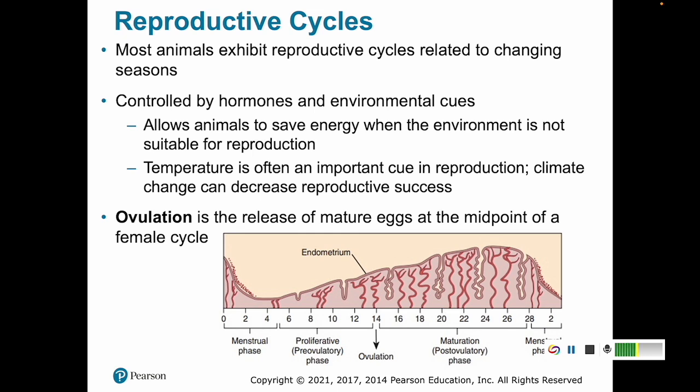Ovulation is a point when the organism releases mature eggs, not fertilized eggs, just eggs that are ready to be fertilized. That usually happens at the midpoint of a female cycle. Here's a typical cycle for humans, typically about 28 days, although that could range anywhere from 2 weeks to like 6 or 8 weeks in any individual. But in this kind of generic 28-day cycle, ovulation would occur at day 14. So this is the time when that individual would be fertile and able to produce a fertilized egg.